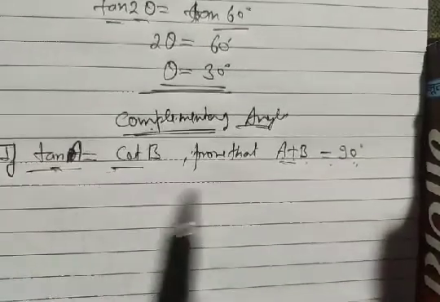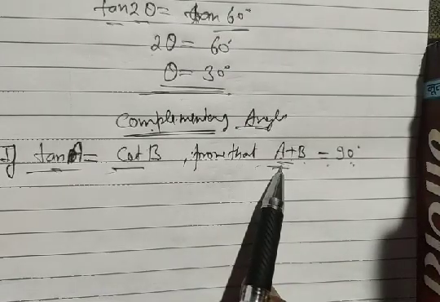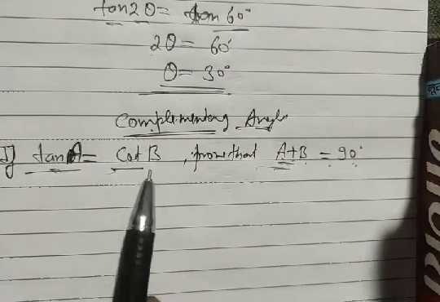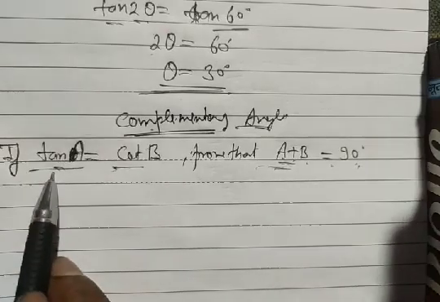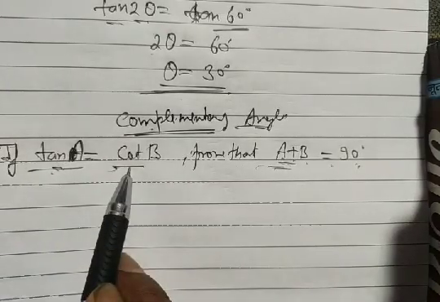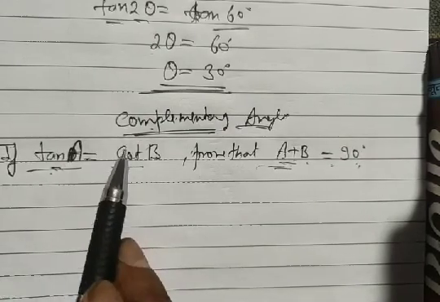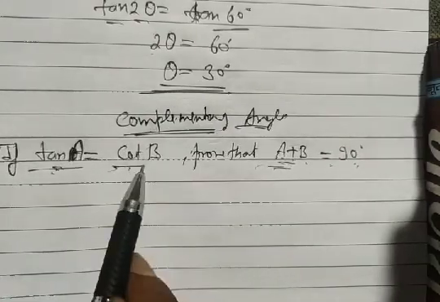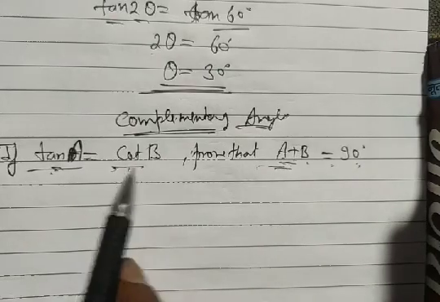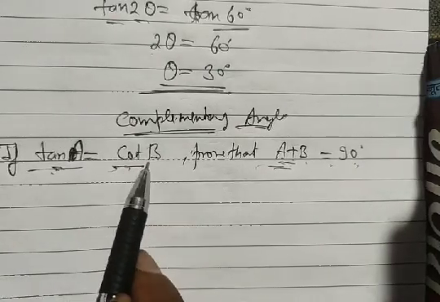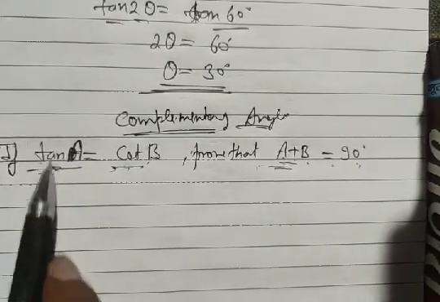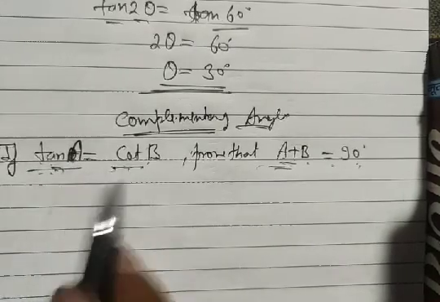Now in this problem, we have to use our complementary angles concept. Here it is tan A, and here it is cot B. To compare these, we have to convert them into the same ratio. Either we make this cot B as a tan B, or we convert our tan A in terms of cot.